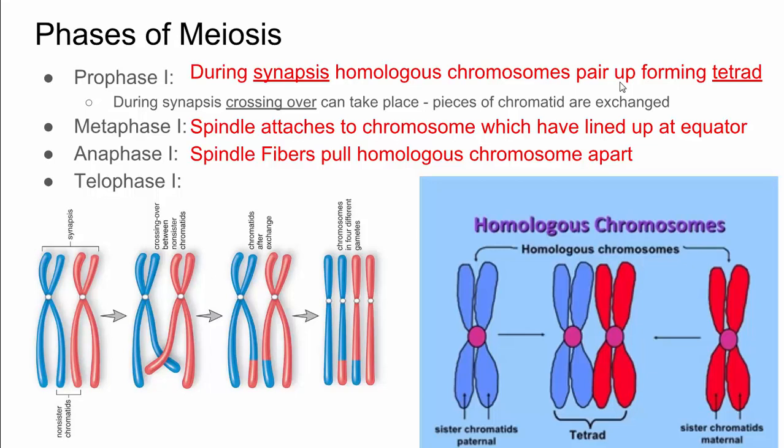Once they've been pulled apart and they've reached opposite ends of the cell, a new nuclear membrane will form around each set. And that's the end of the first division of meiosis.